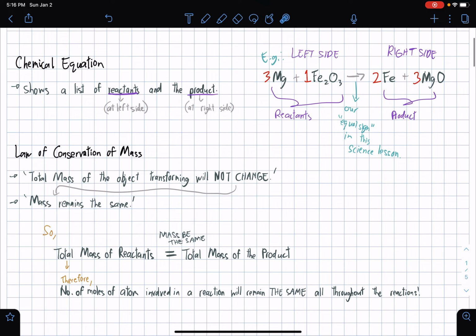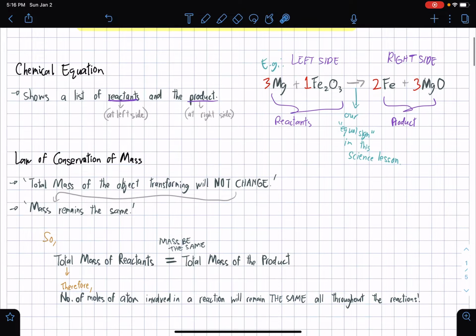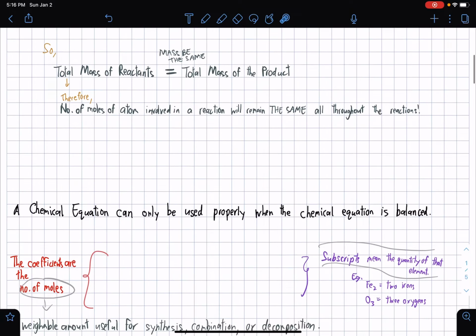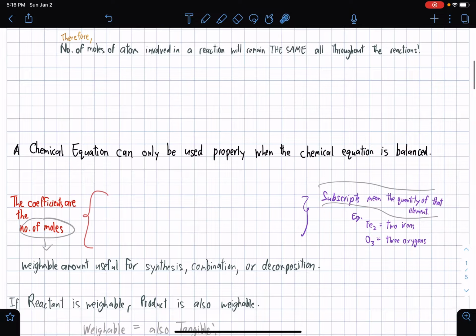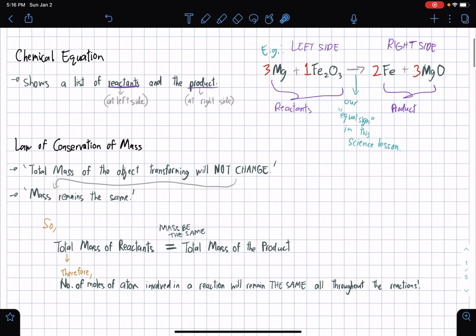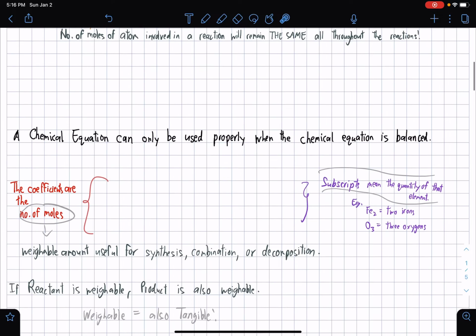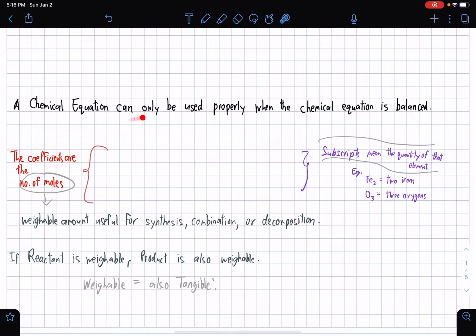Apart from that, the chemical equation is not balanced. And with that said, the chemical equation cannot exist when the number of moles in a reactant is not equal to the number of moles in a product. So it basically says here, a chemical equation can only be used properly when the chemical equation is balanced.